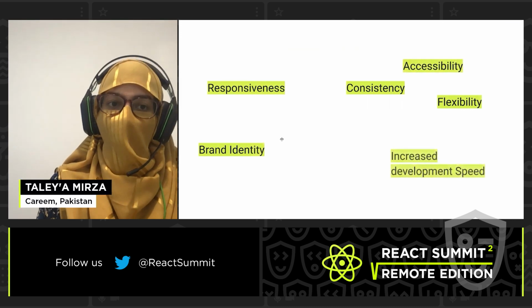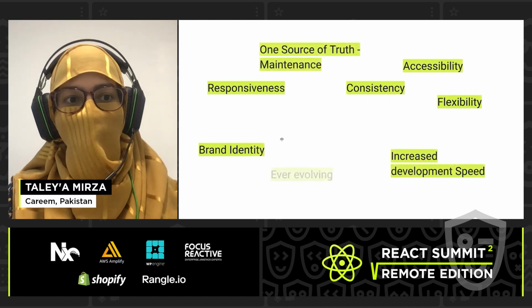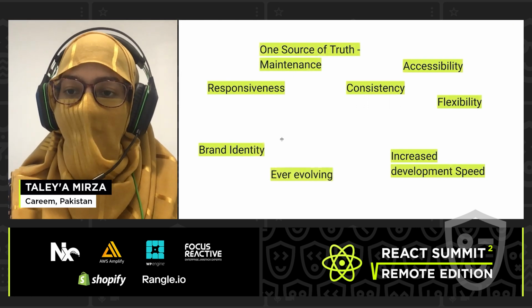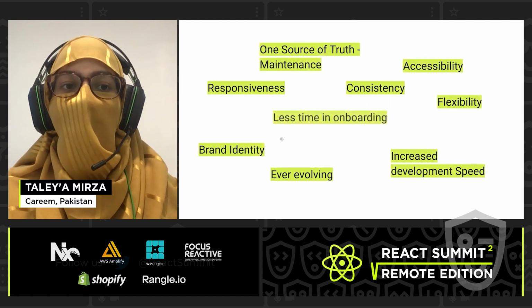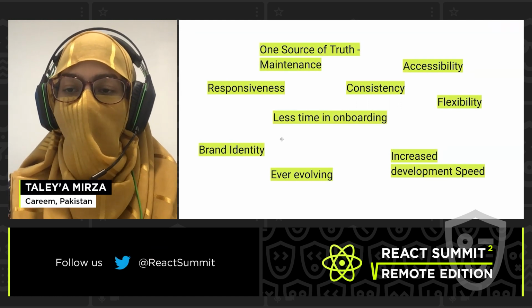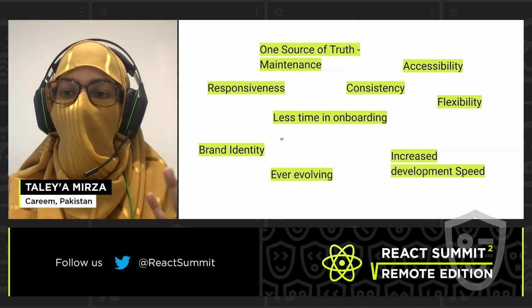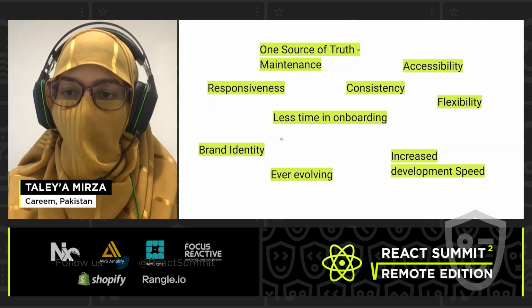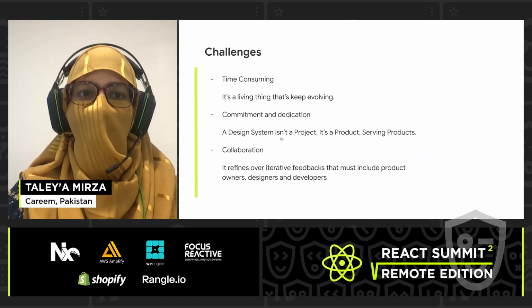We can increase development speed. We can have a single source of truth, so maintenance is easy. It's ever evolving, so we can respond to the changes over time through our variants. Less time in onboarding new employees, since you have the style guide. You can easily see how to use a single component, and we can also add the code examples as well.